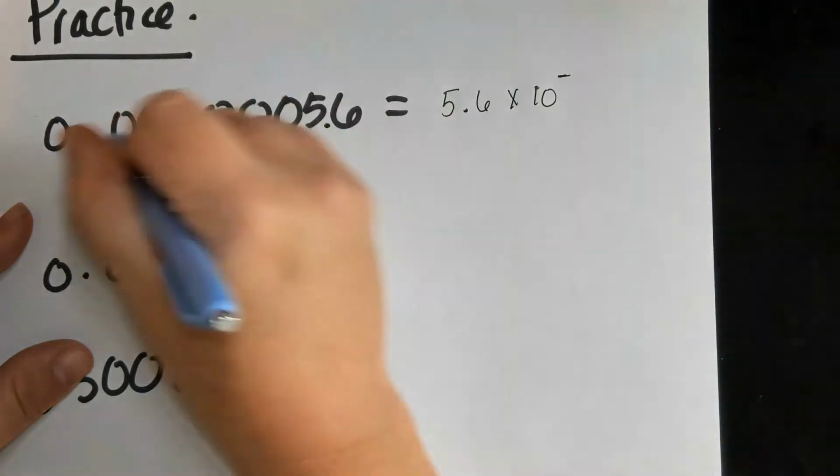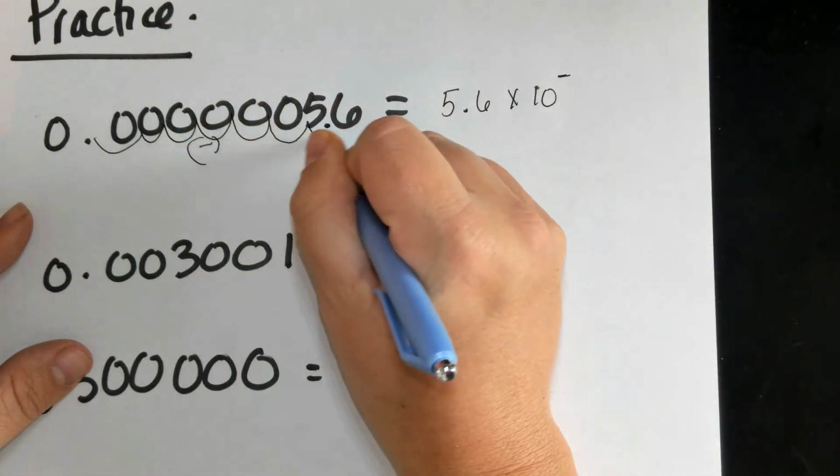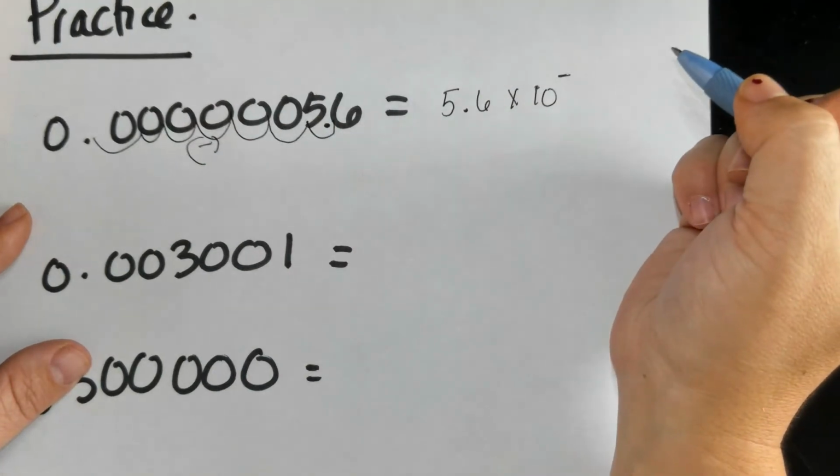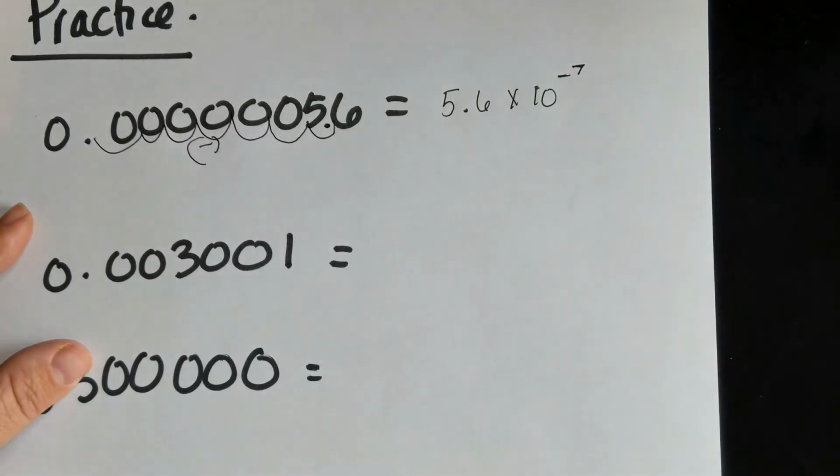So let's take a look. 1, 2, 3, 4, 5, 6, 7. Okay? I have to move this. 5.6 times 10 to the negative 7th. I've moved it 7 places.